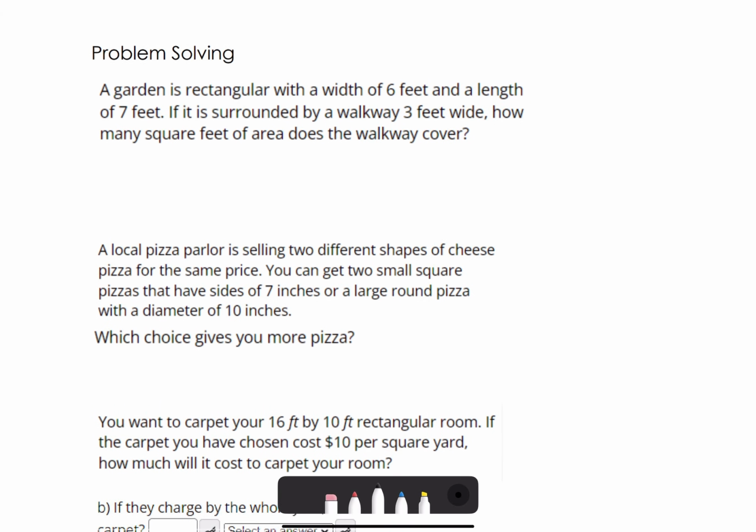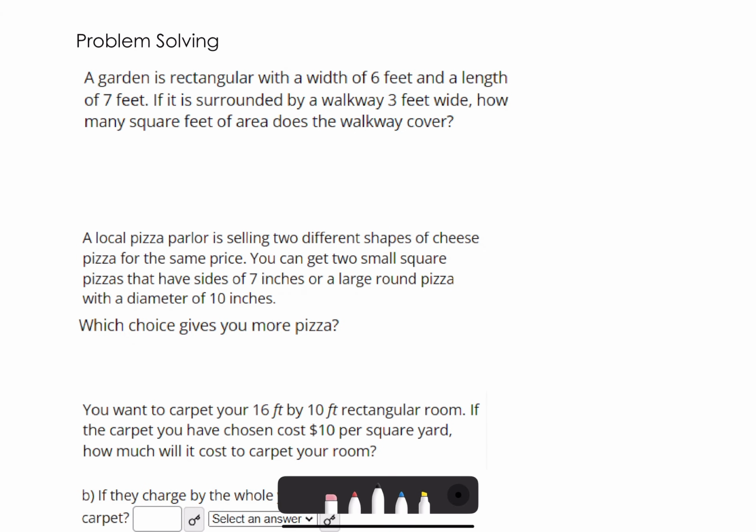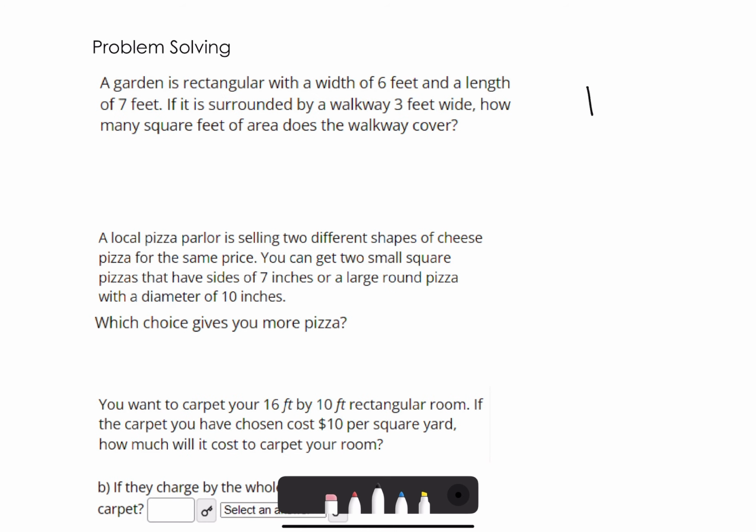We have 2 left. So problem solving. I did get a lot of questions on this one, and it helps to draw a picture. So if we draw a picture of this garden, we know that this is 6 and this is 7. I'll write that on the inside. This is 6 and 7. And then we have this walkway around the garden that's 3 feet, 3 feet in each direction from the garden.